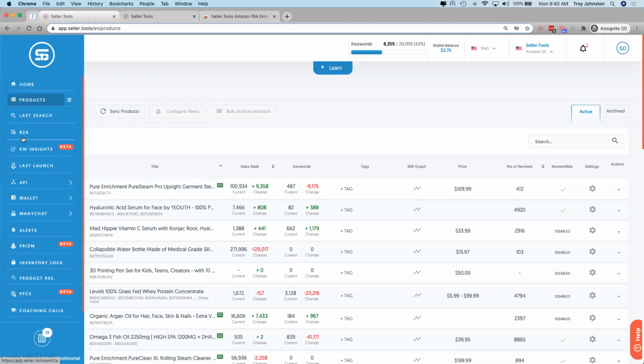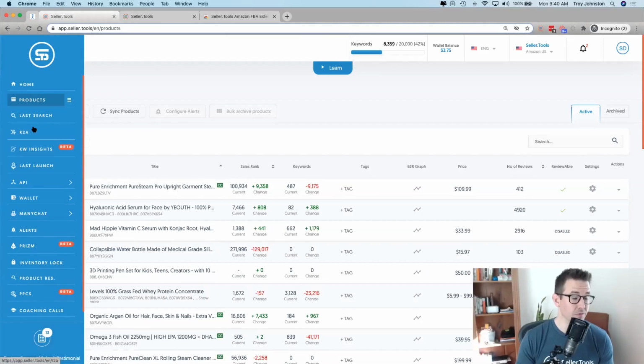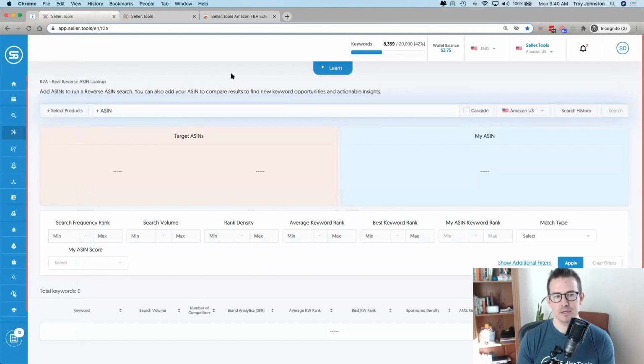So I'm going to go ahead and hop into R2A, one of a number of features that we have, and a few others that really do still focus on keyword research, things like last search, seed keyword research, auto suggest on steroids, as we like to call it, keyword insights if you want to see sales by keyword as we estimate that. But R2A, our new release of revamping reverse ASIN, R2A standing for real reverse ASIN. Really, our take on a more advanced way to conduct keyword research.